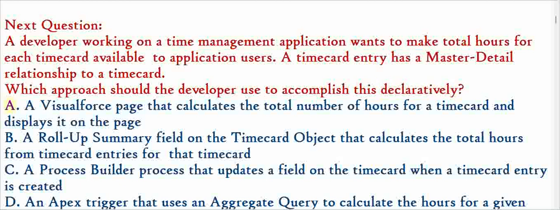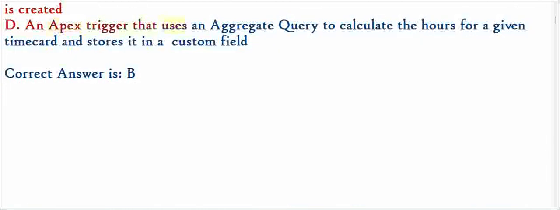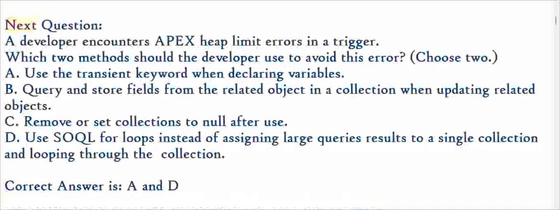A. A Visualforce page that calculates the total number of hours for a time card and displays it on the page. B. A roll-up summary field on the time card object that calculates the total hours from time card entries for that time card. C. A Process Builder process that updates a field on the time card when a time card entry is created. D. An Apex trigger that uses an aggregate query to calculate the hours for a given time card and stores it in a custom field. Correct answer is B.